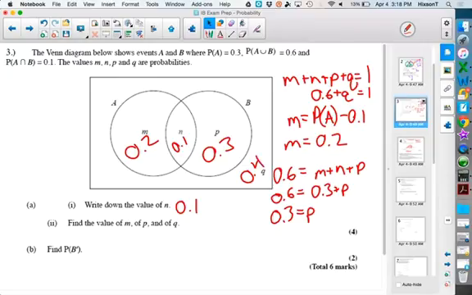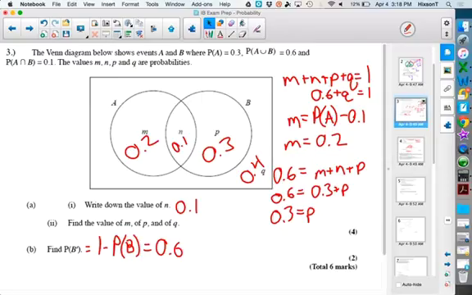All right, so B prime, what is that one? 0.6. It's 1 minus probability of B. And probability of B is 0.3 plus 0.1. So good. That's 0.6. Okay?